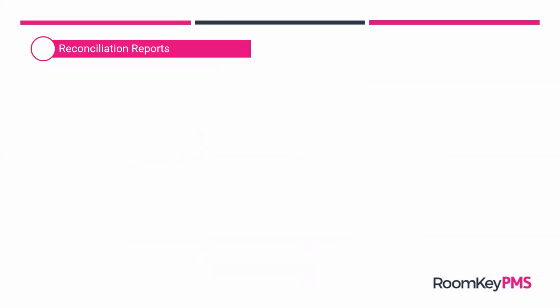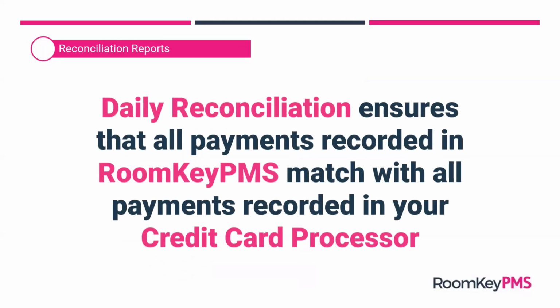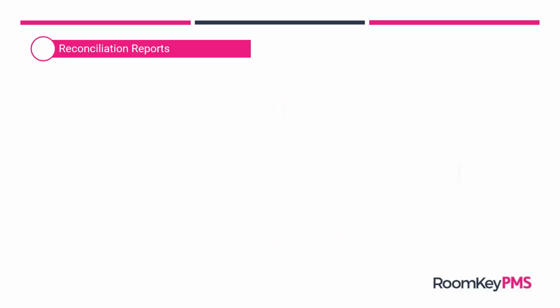So we've looked at a lot of options for processing credit cards, payments, refunds, all the like. Now let's take a look at the reconciliation options. Before we look at reconciliation, I just want to define the term reconciliation. The purpose of this process is reviewing all of the credit card payments recorded in Roomkey and making sure they match all the credit card payments recorded on your processor.